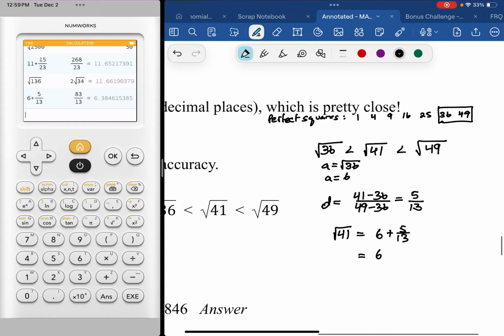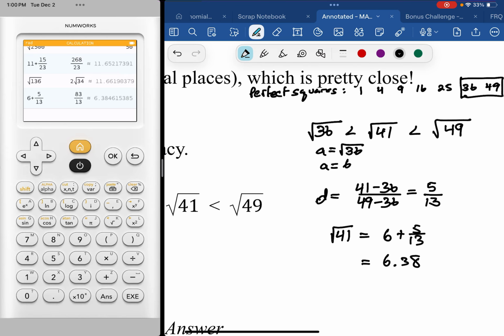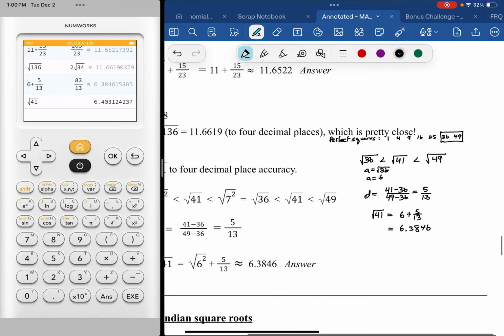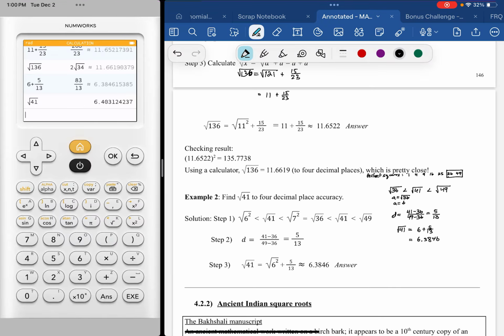And we get about, to 4 decimal places, 6.3846. Now if I take the actual square root, I see that we'd round to the same number. Instead of 6.3846, if I'm going to the nearest tenth, I would say 6.4. So I'm right in the correct neighborhood. Again, it's really just a matter of scaling things down. It's a relative distance between values.